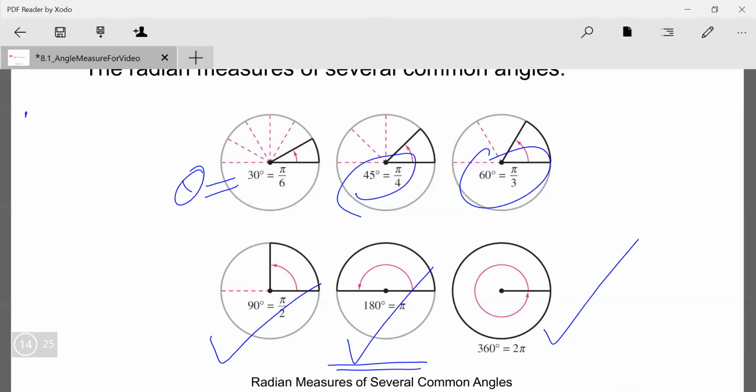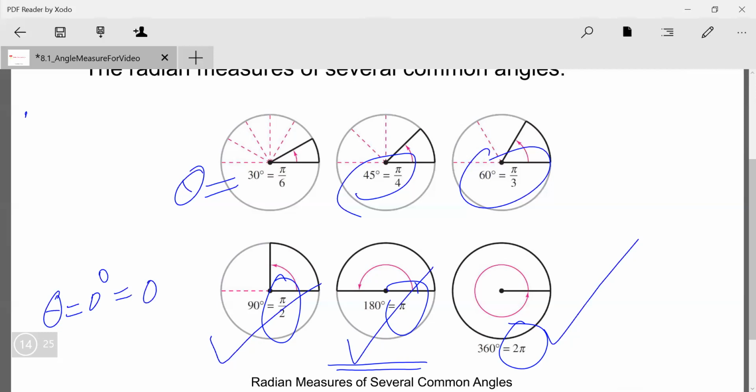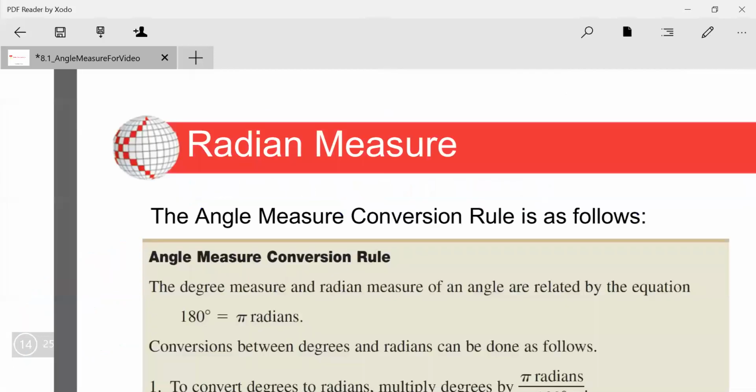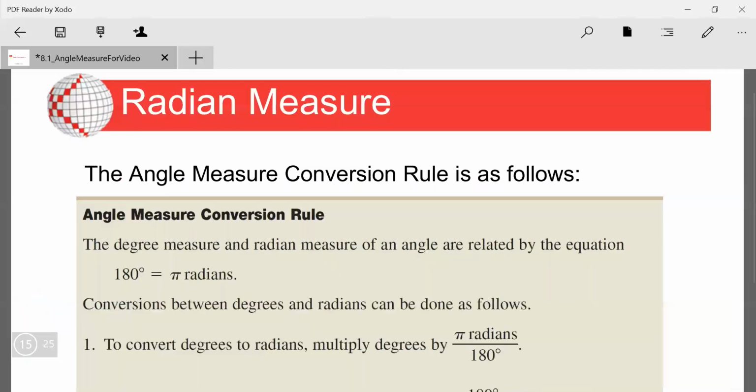Of course, we also have those special angles: pi over 2, pi, 2 pi. Actually, there's one more. That's theta equal to 0 degrees, which is the same as 0 radians. Okay, and that's one more special one. So those special angles are the most important ones. We're going to skip this slide and go to the next example.